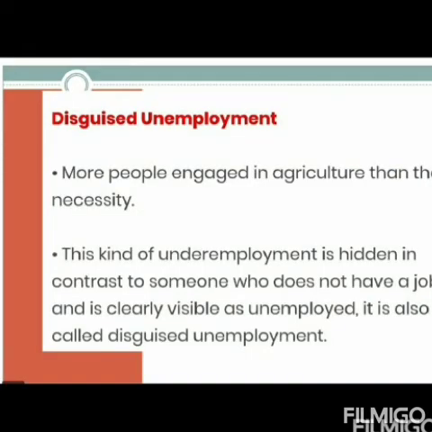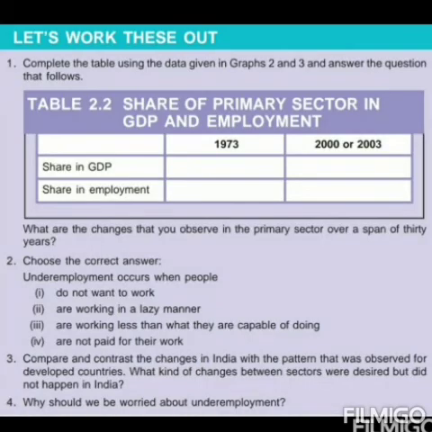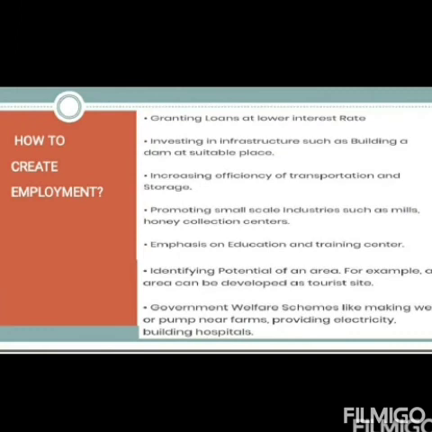Disguised unemployment. It is a kind of unemployment in which there are people who are visibly employed but are actually unemployed. This situation is called hidden unemployment. In such a situation, more people are engaged in a work than required. Again, a worksheet. Please try to solve these questions on your own.